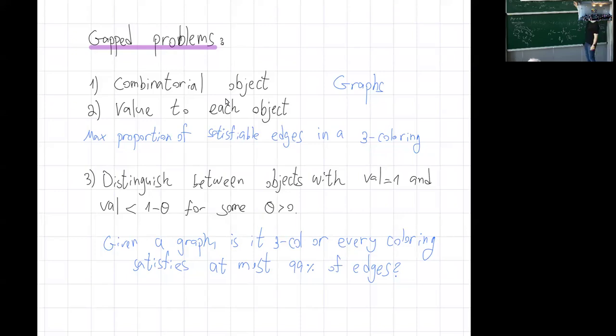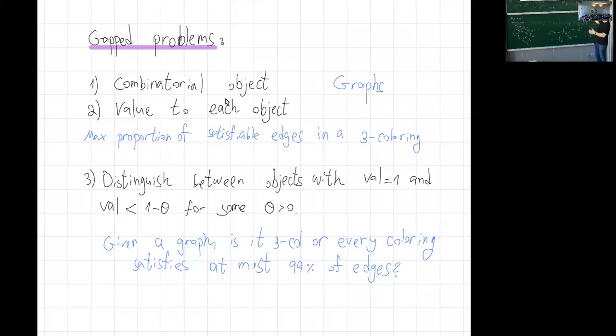So instead of distinguishing between objects with value 1 and value strictly smaller than 1, I give you some error theta. Okay, so I give you a gap theta, which first of all, I choose it. So it's some strictly positive number. And I just tell you, I'm giving you the graph. Is its value 1 or its value strictly smaller than 1 minus theta?